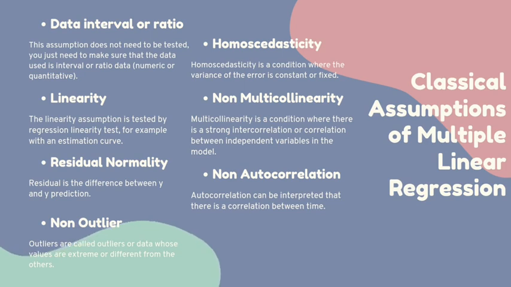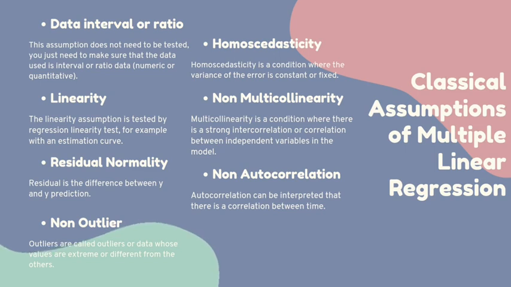Second, linearity. The linearity assumption is tested by regression linearity test, for example, with an estimation curve. Third, residual normality. Residual is the difference between Y and Y prediction. Fourth, non-outlier. Outliers are data whose values are extreme or different from the others. Fifth, homoscedasticity is a condition where the variance of the error is constant or fixed.